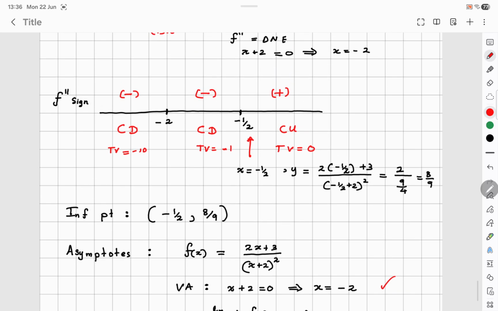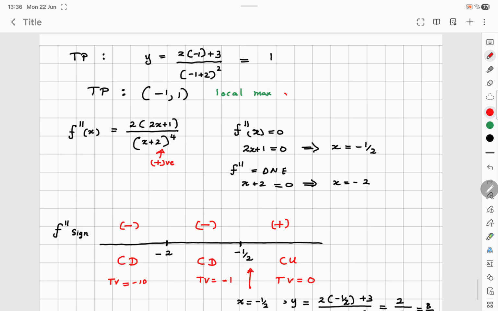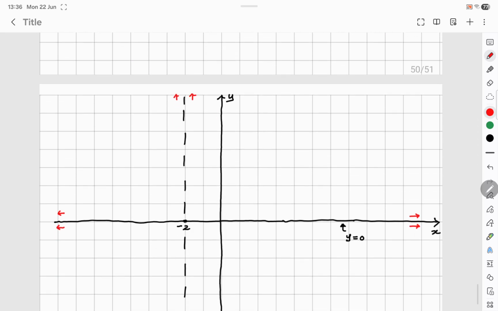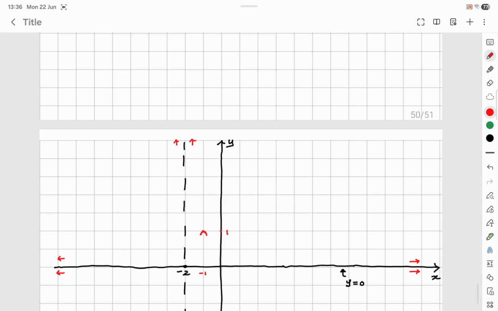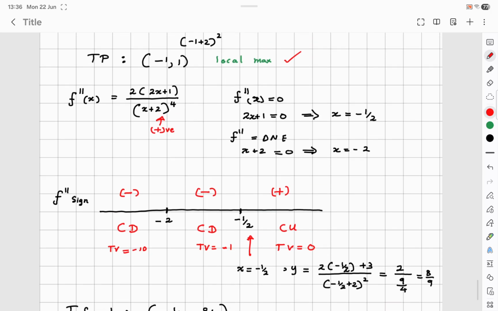Then let me mark the inflection point and the turning point. So let me first mark turning point, minus 1 comma 1. Let me mark it like here. Let me take this as 1. So it's a maximum, no? So let me put a little peak here. So at minus 1 comma 1 you have a turning point, a local maximum.